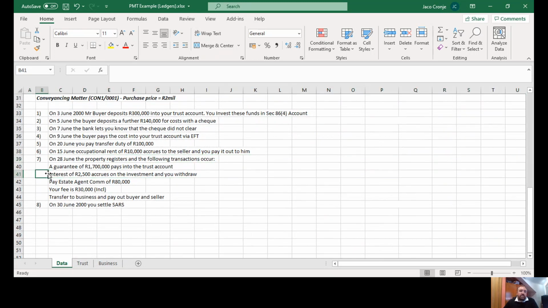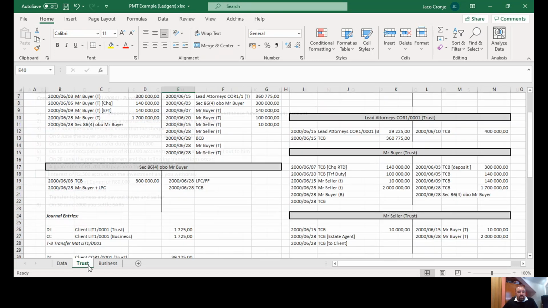Right. Now it says interest of 2,500 rand accrues to the investment and you withdraw. So that means on this amount that I've invested, we've now earned 2,500 rand interest. So my 300,000 is now 2,500 rand more. But now, very important, remember, there's a rule with the LPC that says of your interest on your Section 86 investments, 5% must go to the LPC and 95% can go to the client.